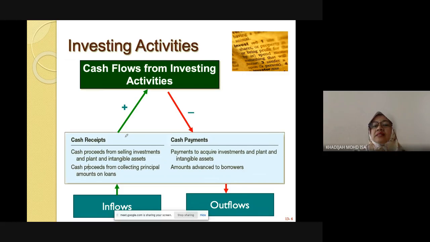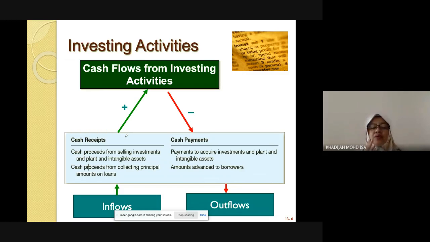Similarly, if you dispose of your plant, remember last time we had plant and intangible assets. When you acquire the plant and then now you dispose of the plant, you will get money on the disposal. The amount that you receive, the cash inflows, that cash receipt goes under investing activities.